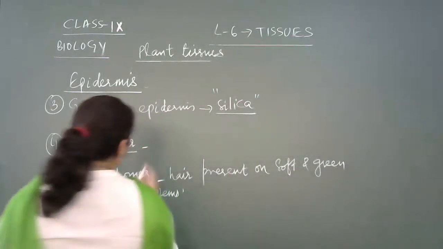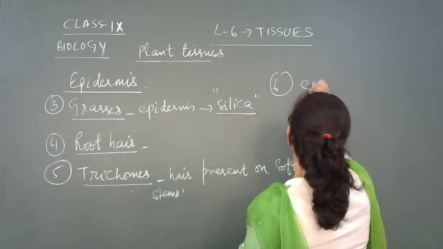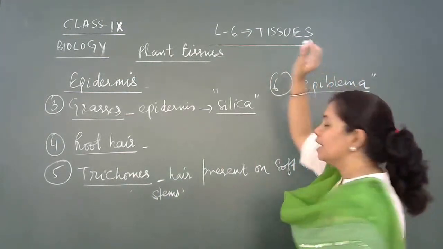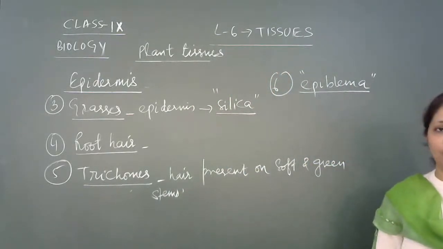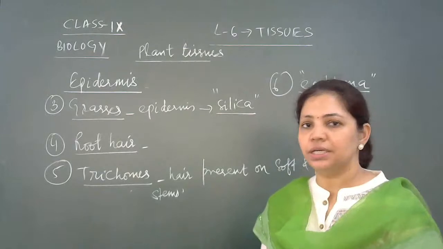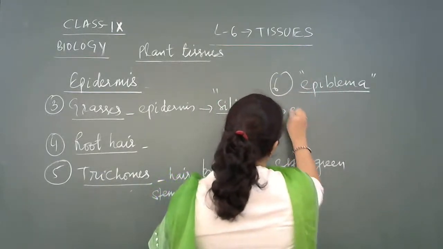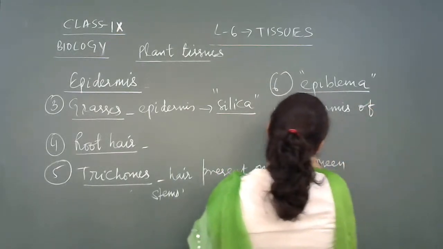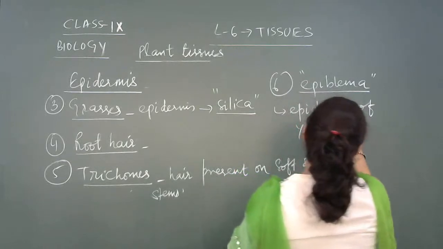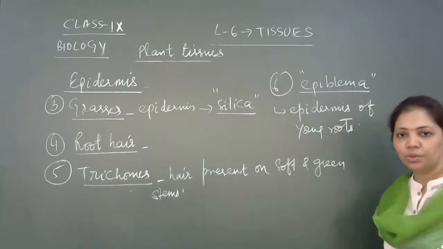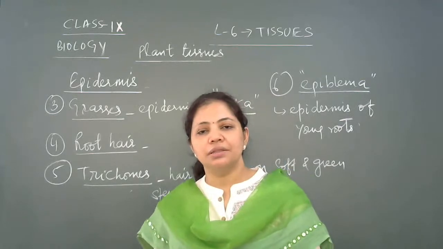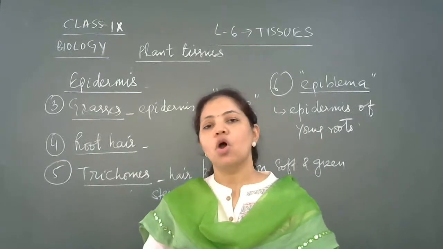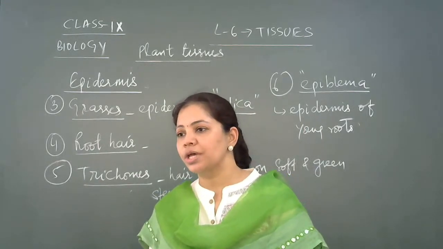In competitions, one more term is asked very frequently, and that is known as epiblema. Yes, that is known as epiblema. It is asked in many competitions. The epiblema is the epidermis of young roots. Okay, so whatever young roots are there, the epidermal layer which is just under formation, we call it epiblema. Okay.